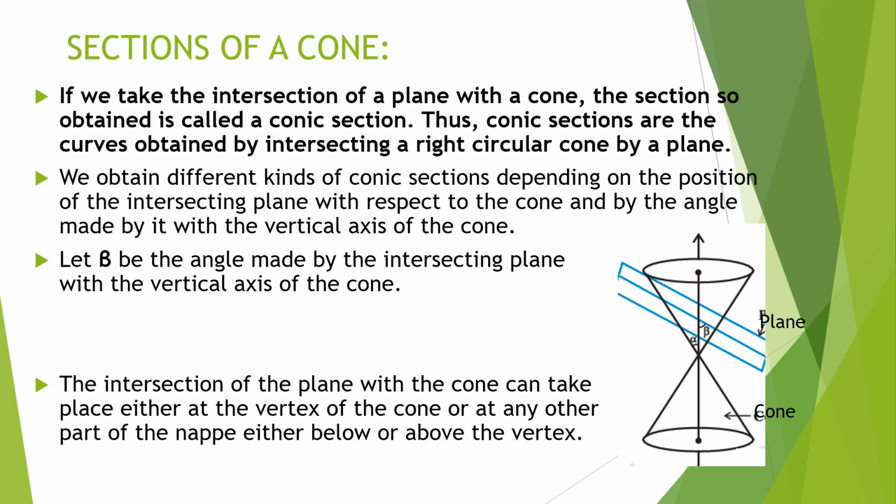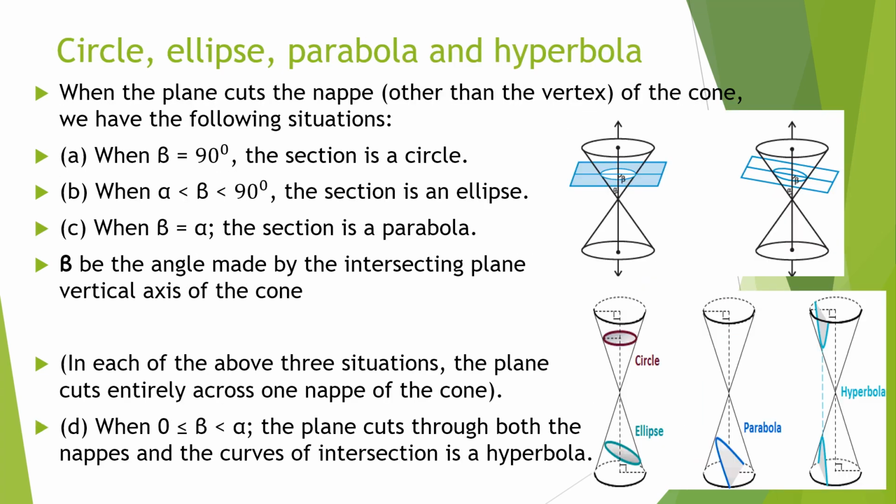Now, suppose beta is the angle made by the intersecting plane with the vertical axis of the cone, then the intersection of the plane with the cone can take place either at the vertex of the cone or at any other part of the nap, either below or above the vertex of the cone. It is very clear that when a plane intersects the cone, then the intersection can take place either at the vertex or below or above the vertex. Now let us see how different shapes are made when the plane cuts the nap of the cone.